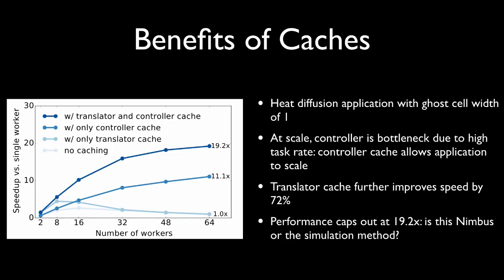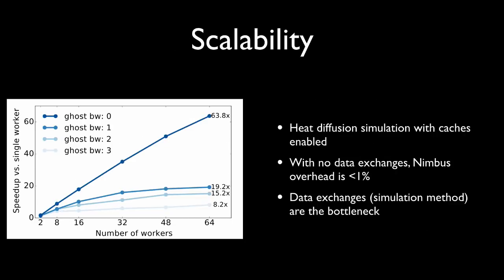So one question you might ask is, wait, we have 64 times the nodes, but we only run 19.2 times faster. Why is that? What's the bottleneck? Is this Nimbus? Is this a simulation method? The answer is it's the simulation method. We have to do ghost cell exchanges. What these experiments show is, as you change the ghost cell bandwidth, how does the simulation scale? If you don't have to do data transfers, then you scale almost to within 1% of what the expected scale is. That's the overhead that Nimbus introduces. As you increase the ghost cell bandwidth, you spend more and more time communicating. So data exchanges, and not Nimbus, are the bottleneck.